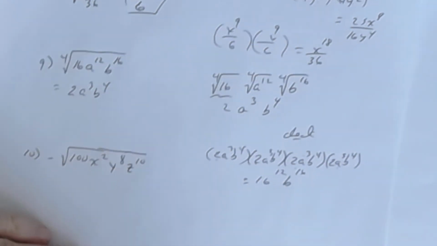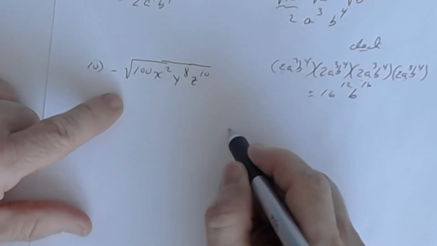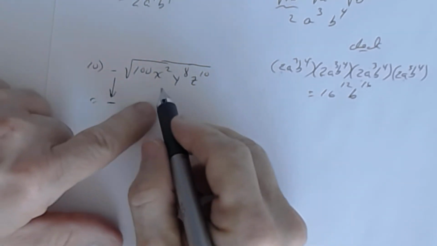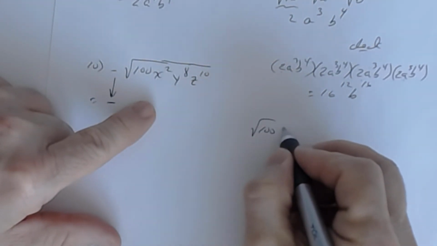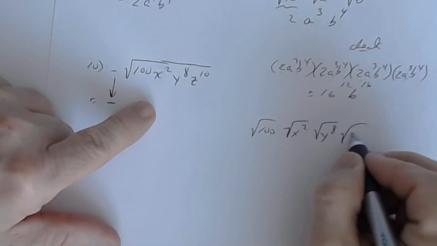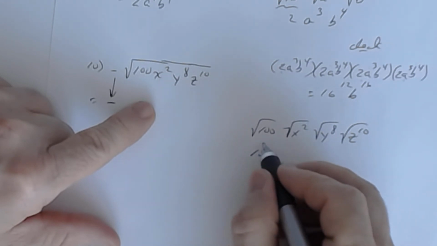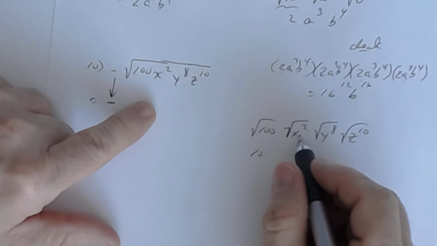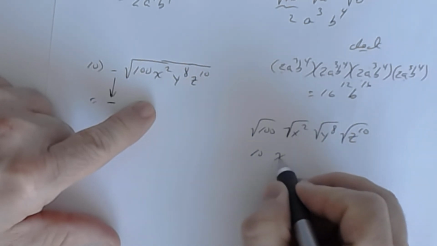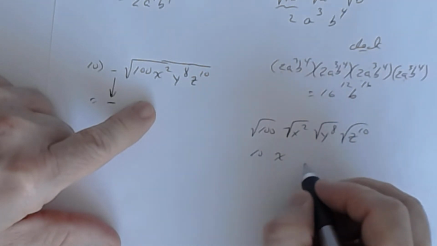Okay? And then finally, number 10. Don't forget though, your answer is going to be negative right here, so don't forget to bring that down. So you have the square root of 100 times the square root of x to the 12th times the square root of y to the 8th times the square root of z to the 10th. Well, the square root of 100 is 10 because 10 times 10 is 100. The square root of x to the 12th, 12 divided by 2 is 6, so that's x to the 6th. The square root of y to the 8th is y to the 4th, right?